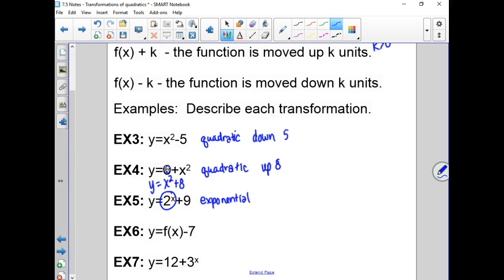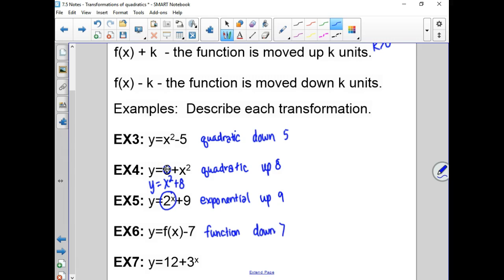The 2 here does not actually do anything to the graph. It just makes what we start with look a little bit different. So we'll have an exponential function here, and that plus 9 tells us that the exponential function has been moved up 9 units. Number 6 does not even have, we don't know what type of function we're dealing with. We just see f of x. So I would just call this a function, and that minus 7 tells me that it's been moved down 7.